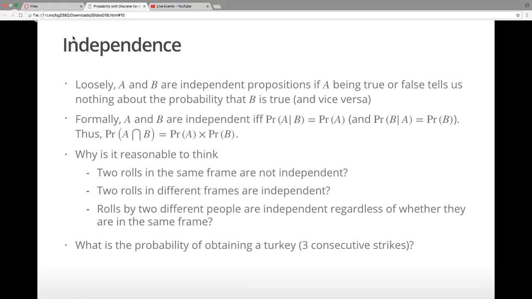Okay, so what would be the probability of obtaining a so-called turkey, which is 3 consecutive strikes? Again, not looking for a number, more of an expression, a mathematical function. Nathan, number 1. Probability of getting a strike times the probability of getting a strike times the probability of getting a strike. Yeah, so probability of strike cubed. Right.